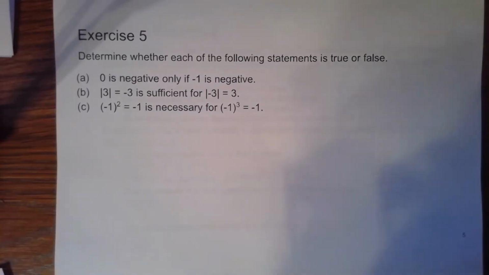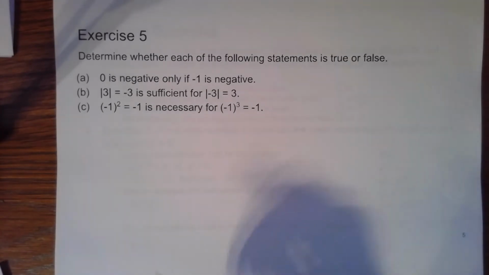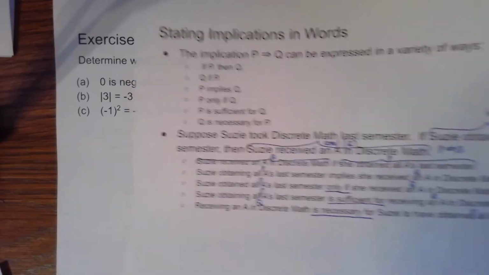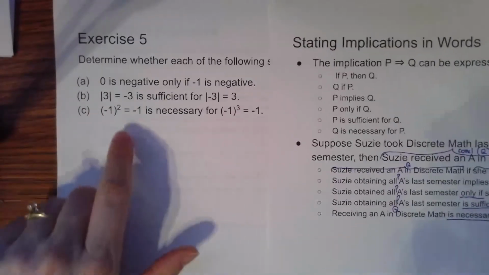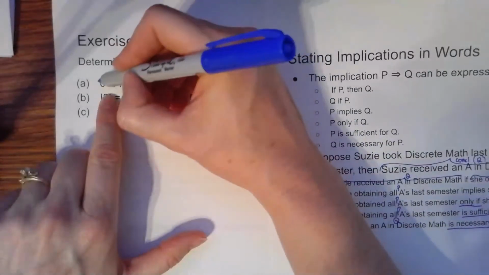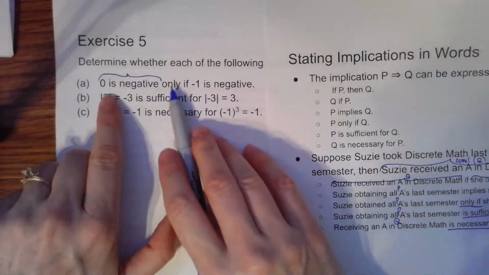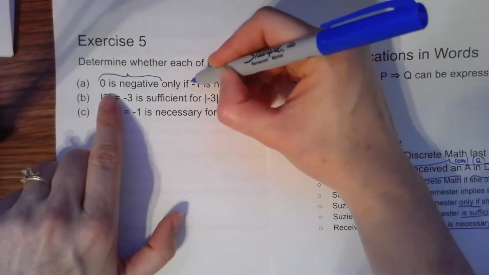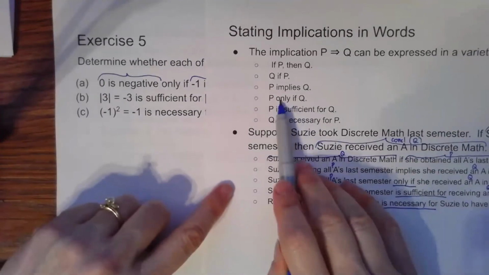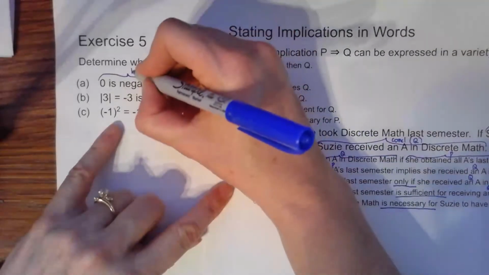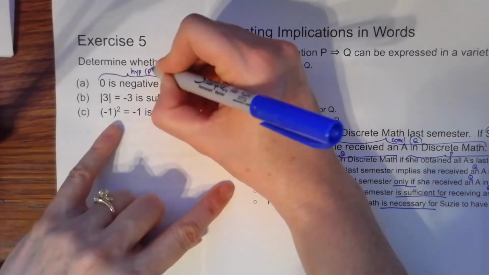So let's do a few more examples. We want to determine whether each of these following statements is true or false. Once again, it's good to have your little sheet handy. Here we've got some kind of statement, and then an only if, and then another statement. So on the only if, the P, the hypothesis, comes first. So this part is our hypothesis. So this is going to be our P.